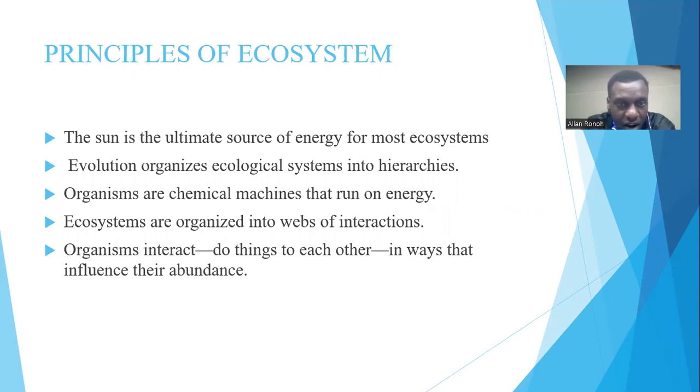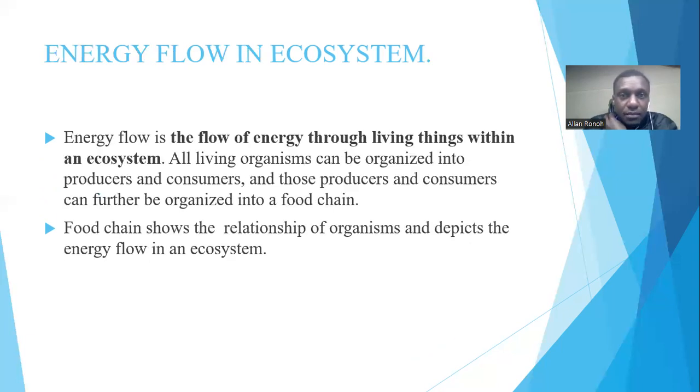Fourth is that ecosystems are organized into webs of interactions. I think that one is clear. Ecosystems are organized into webs of interactions. And fifth is that organisms interact, do things to each other in a way that influences the abundance. They say that any organism in an ecosystem occupies a niche. Therefore, it states that there is a role that each and every organism plays in the life of other organisms. They depend on each other. That's why the interactions. Okay, with that, we end our first objective.